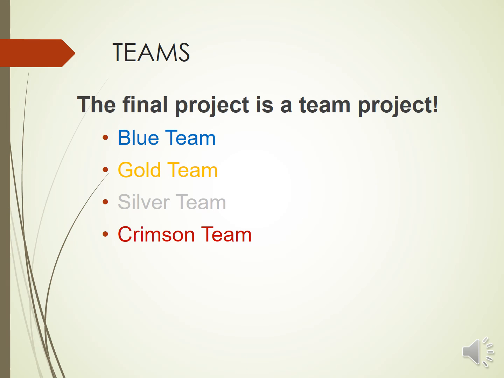The final project is a team project. You're going to be assigned teams in the first week. There's usually at least 2 teams in the class, the blue team and the gold team. If we have enough people, we're going to have 4, the silver and the crimson.